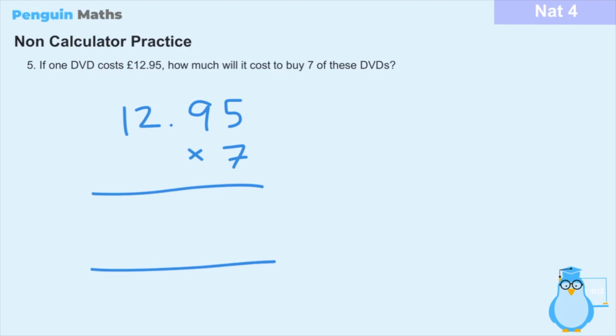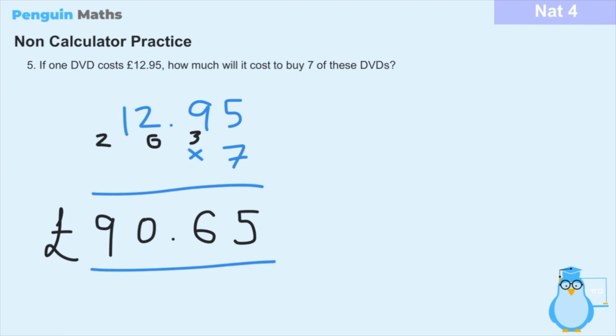So to begin, we have 5 times 7, which is 35. So we put down the 5 and carry the 3. Next up we have 9 times 7, which is 63. Then we add on the other 3, which gives us 66. So we put the 6 down and carry the other 6. And now after the decimal point, we have 2 times 7, which is 14, plus the 6 gives us 20. So we put the 0 down and carry the 2. And finally we have 7 times 1 is 7, add the 2 on, gives us 9. So our answer in this case would be equal to £90.65 for 7 DVDs.